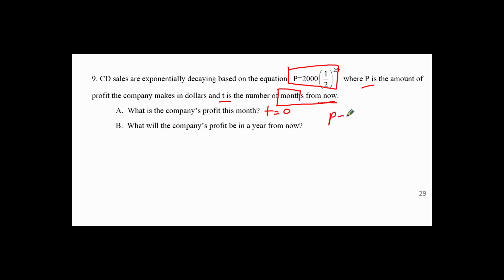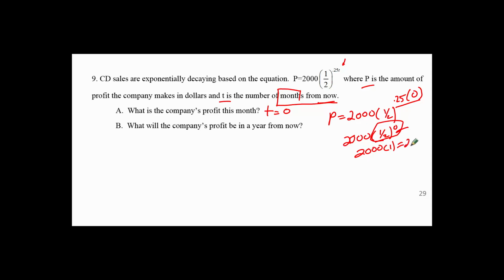We get P equals 2,000 times 1/2 to the 0.25, but we just said T was 0, so in this equation I'm going to replace T with 0. 0.25 times 0 had better be 0. So 2,000 times 1/2 to the 0. Anything to the 0 power is 1, but only this chunk, and that's 2,000. So it's 2,000 times 1, and please do not tell me 2,001. So it's 2,000.